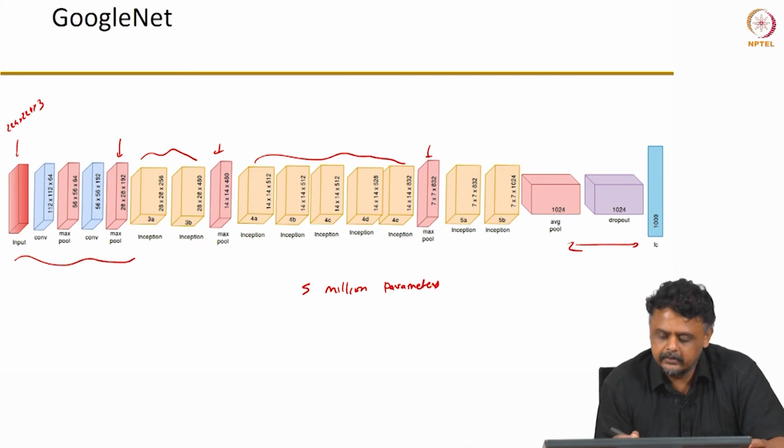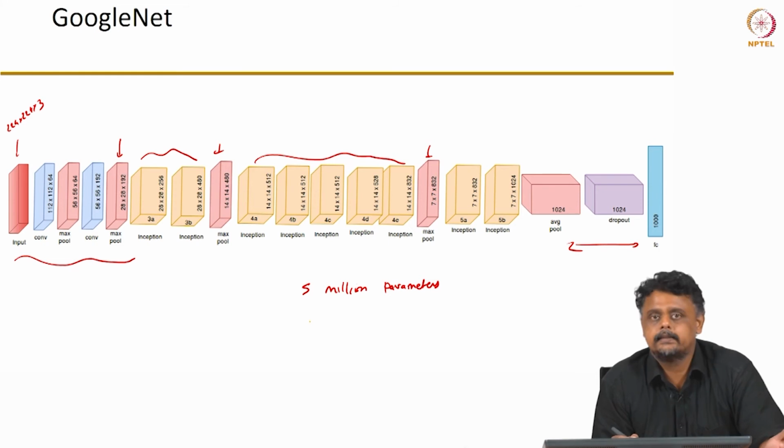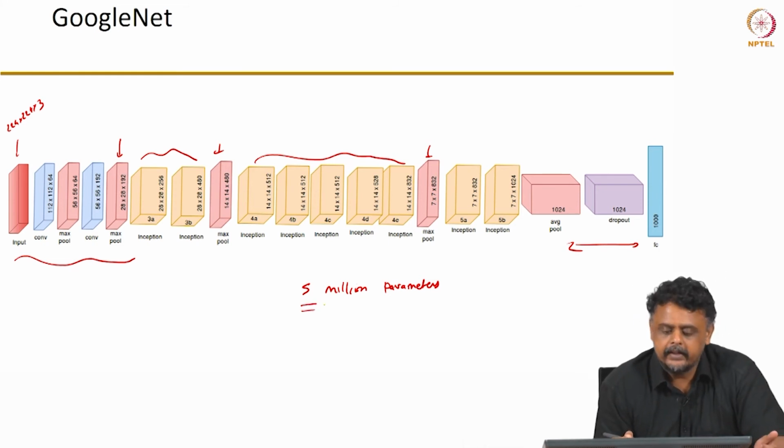This is again one of the networks which is very deep, but in terms of the number of parameters, very small. In contrast, AlexNet had 60 million parameters and VGG 16 had 138 million, but this only had 5 million parameters. That is, weights in the network.